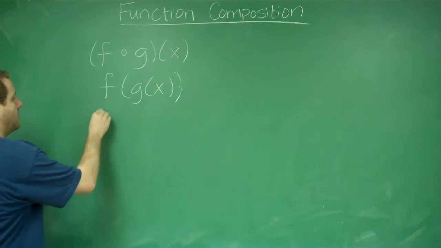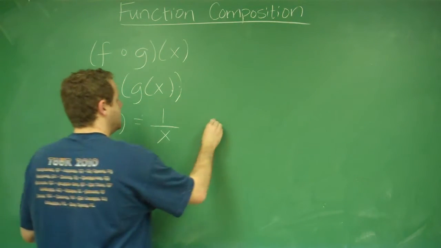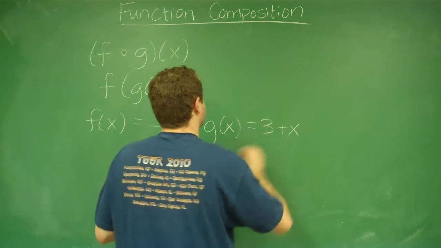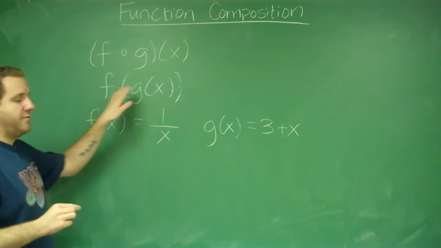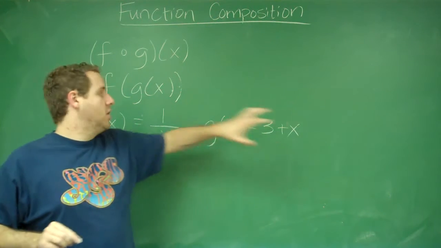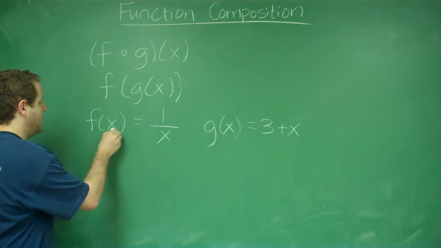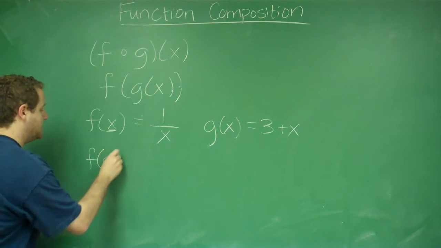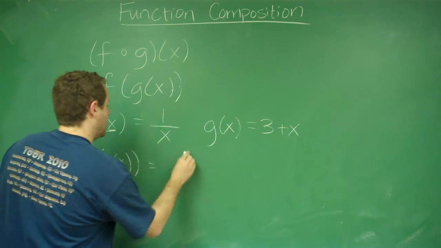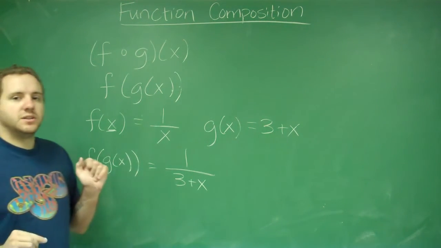So if I had two functions, f of x equals 1 over x, and g of x equals 3 plus x, and I want to do f of g of x, what that means is I take g of x, my entire function, and I plug that in anywhere there's an x in f. So basically, I'm taking this x and instead turning it into my entire function over here. So in this case, I would get 1 over 3 plus x. And that's my function composition.